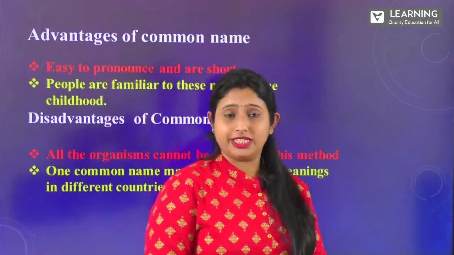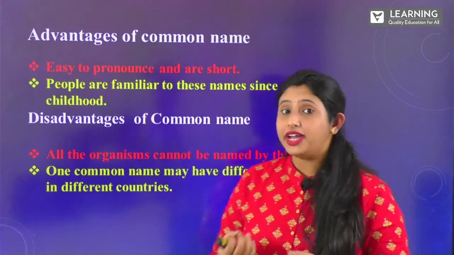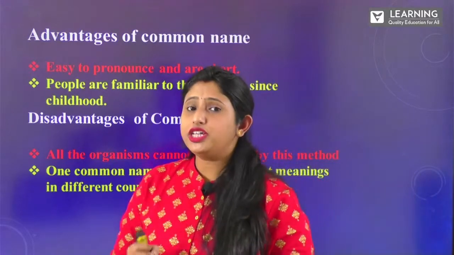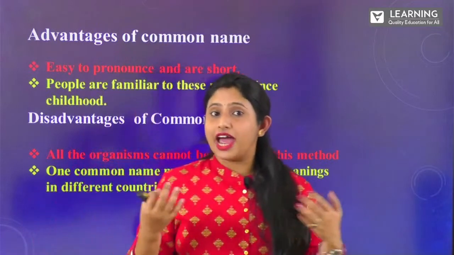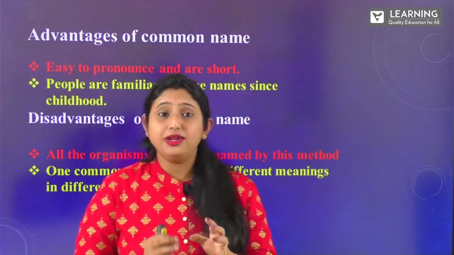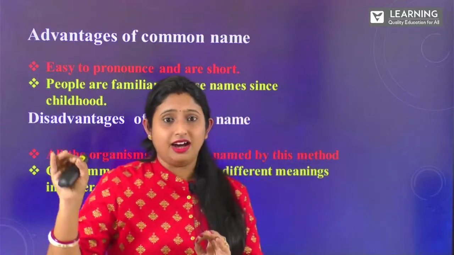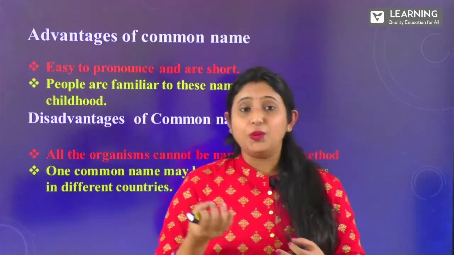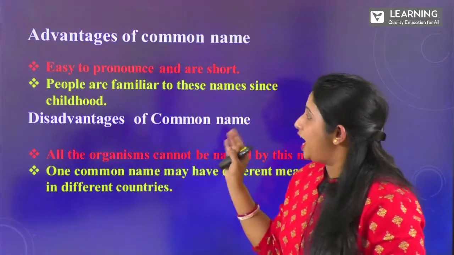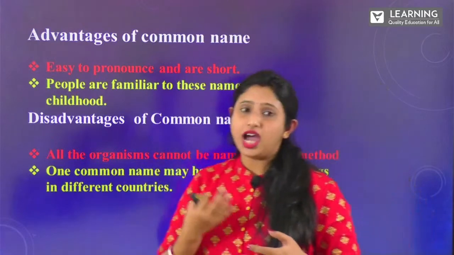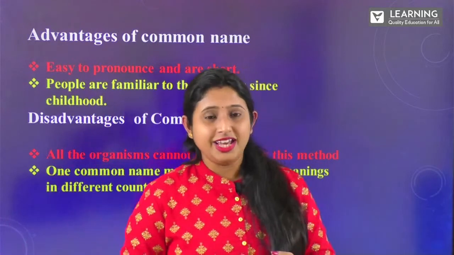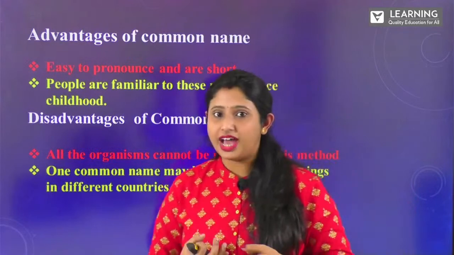What are the advantages of the common name? It is easy for us to identify, easy to pronounce, and they are even short. When you look at the scientific name, it is very difficult. Mango is a common name, but when you say the scientific name, Mangifera indica, everyone cannot remember it, and cannot pronounce it either. Common names are very easy to pronounce, and people are familiar with them since childhood. You all have a common name, and they call you by that name only, right?